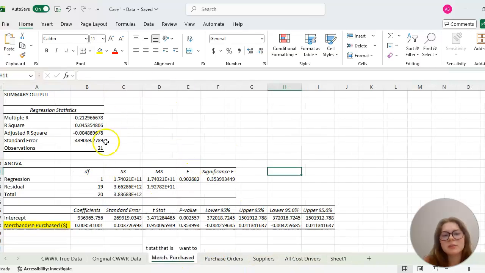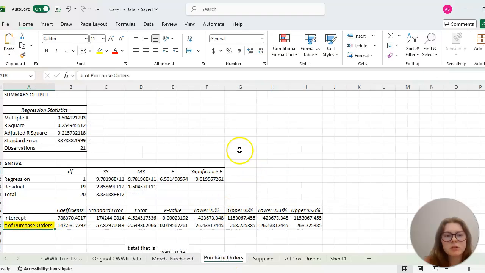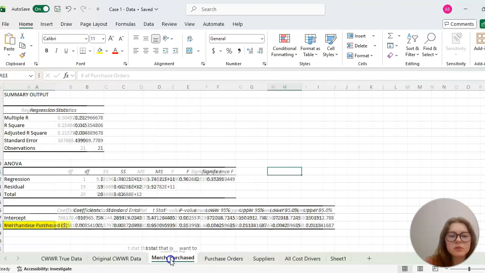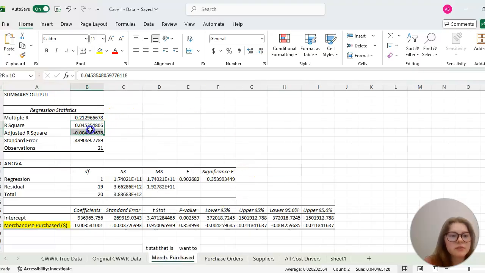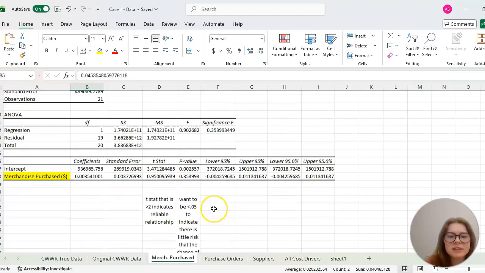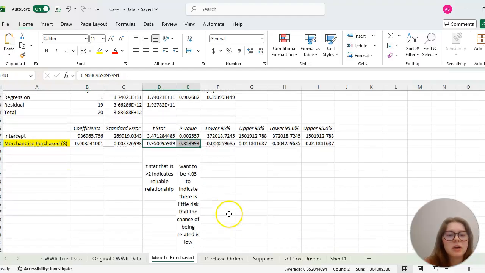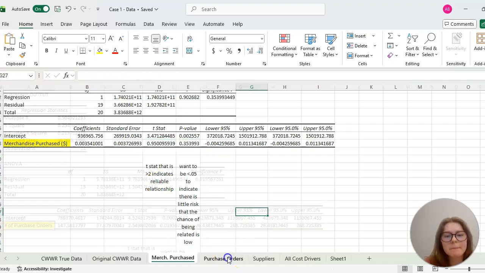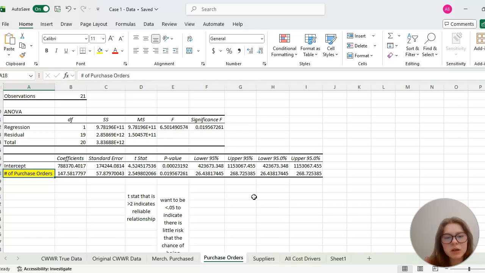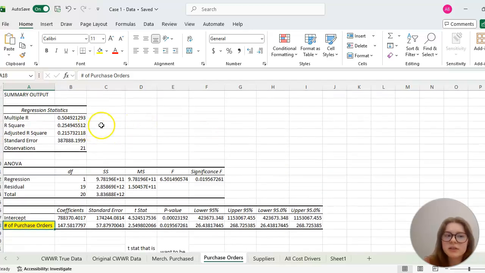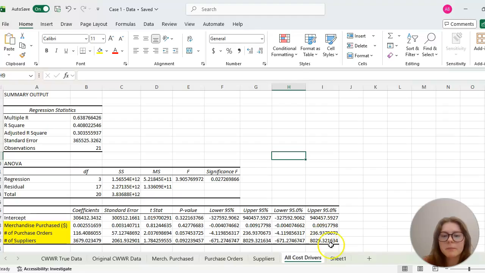These simple regression models for each cost driver offered some benefit to look at, but I identified the best one of these to be the number of purchase orders model. The worst one was merchandise purchase. As you can see, this has a very low R squared and adjusted R squared, and the T statistics and P values are not where they should be, as I stated here. This is the best simple regression model, but still not the best overall, because it doesn't give us the best R squared or adjusted R squared as our multiple regression models do.